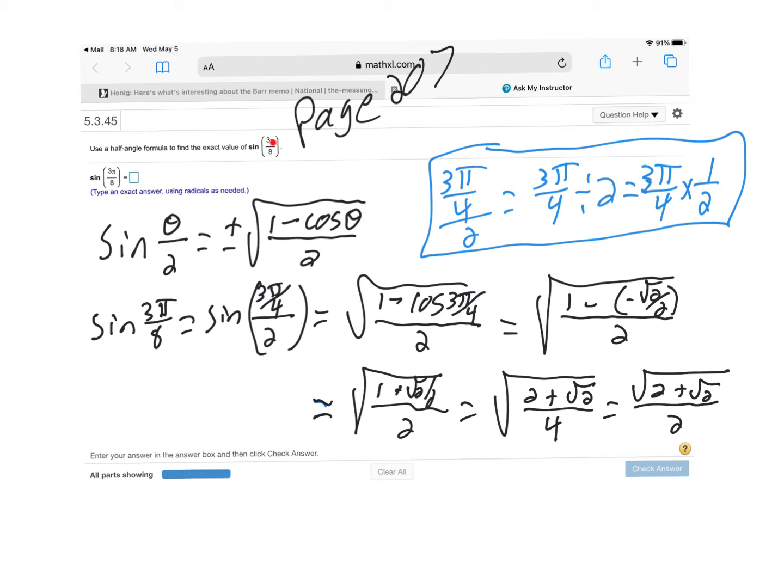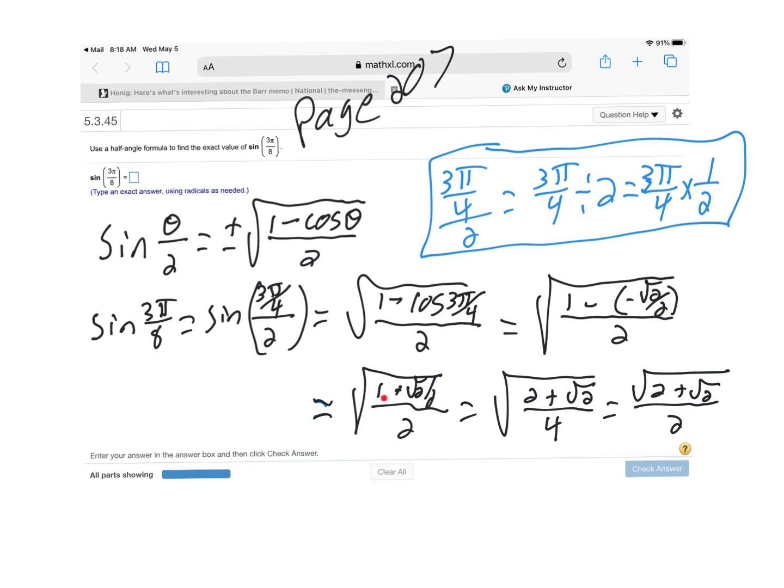Now, since 3 pi over 8 is in quadrant 1, it's going to be positive. And so we've got a plus or minus, but we just want the positive value. So now it's just a matter of evaluating this. Cosine 3 pi over 4, that's what? Minus square root 2 over 2.